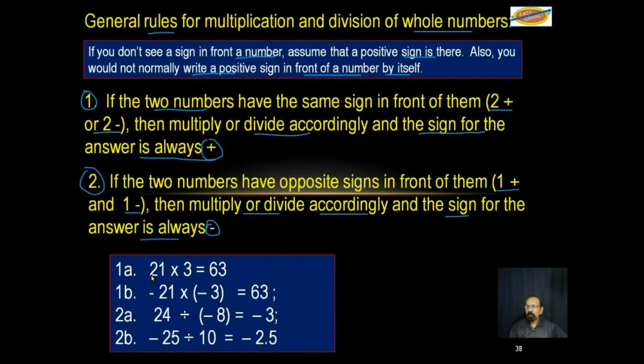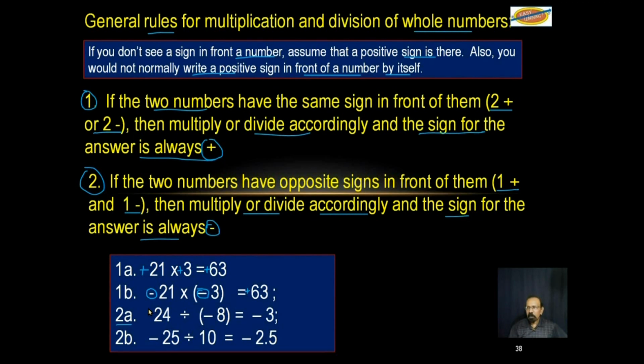Rule 1, if the signs are the same, there is a positive here and there is a positive there, though they are not written, you multiply and the answer is a positive. Here is a negative here and there is a negative there, you multiply or divide accordingly. Two negatives, you still get a positive in your answer.